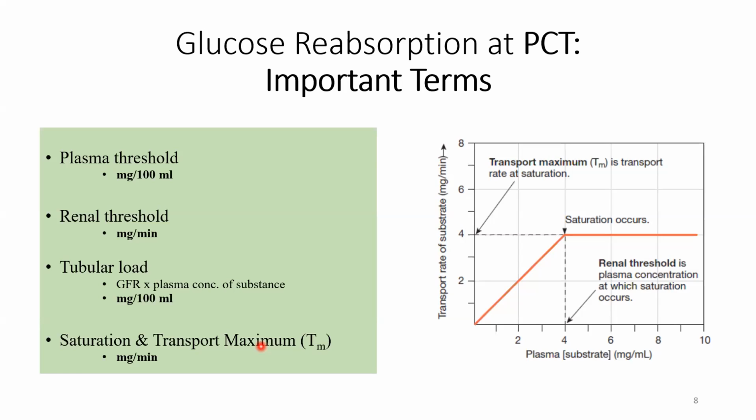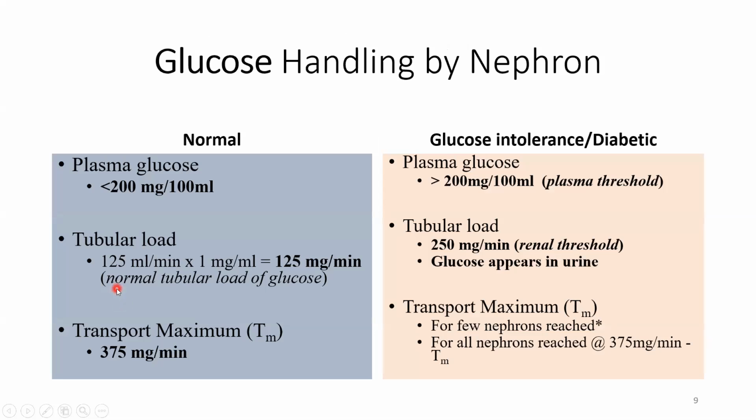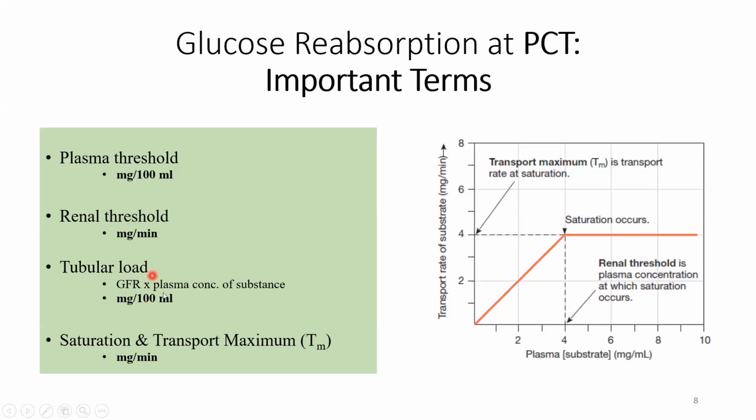However, if you increase this substance in the plasma such that the tubular load becomes very high, so high that it now reaches renal threshold, then you would have saturated the transport mechanism, the proteins which are responsible for getting this substance from the lumen into the cell. And then you will have this concept, which basically means that the transport has been limited. The transport mechanism has a maximum. We call it transport maximum, TM.